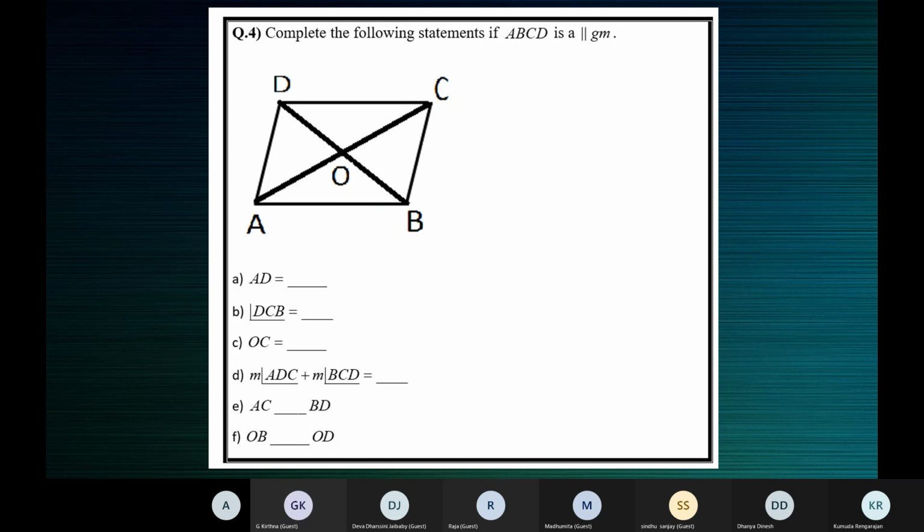Okay. Sindhu, OC is equal to... OA. OC is equal to OA. Very good. Sanjay. Next one, D.